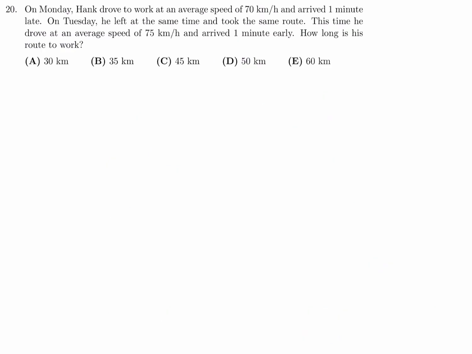On Monday, Hank drove to work at an average speed of 70 kilometers an hour and arrived 1 minute late. On Tuesday, he left at the same time and took the same route. This time, he drove at an average speed of 75 kilometers an hour and arrived 1 minute early. How long is his route to work?